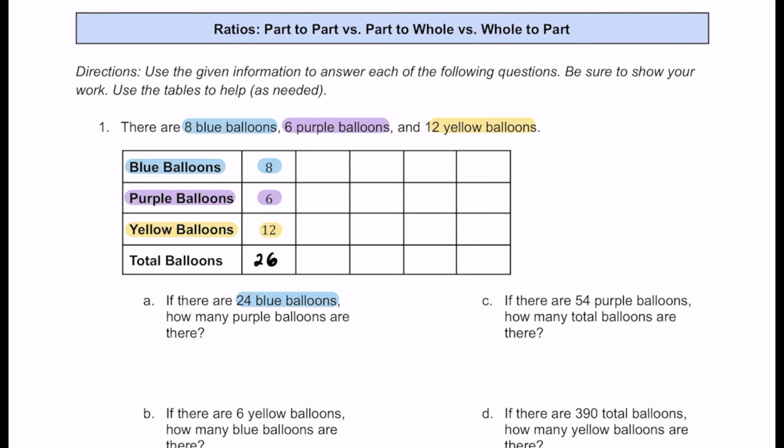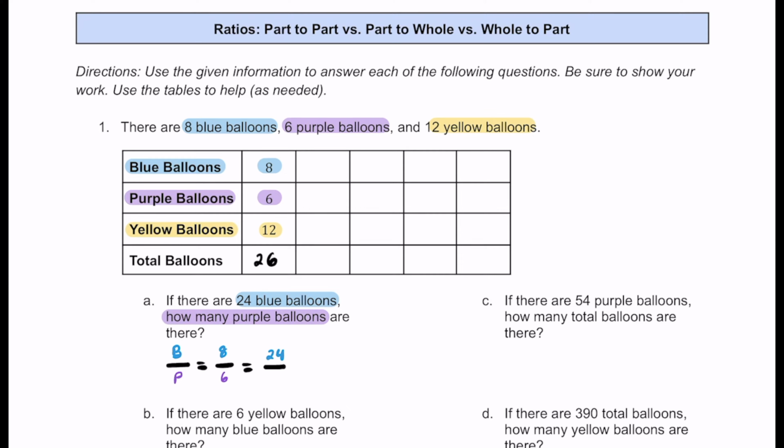Now for part A, we're being told that we have 24 balloons. And we're being asked how many purple balloons there would be. So as usual, let's start by labeling our ratios. So let's put blue on top here, and I'll put purple on bottom so we know which is which. Now for blue, in our original ratio, we were told that there were 8 balloons from our table, and also that there would be 6 of these purple balloons, right? But here we're being told that there's going to be 24 of these blue balloons. So let's put 24 on top, and we have to figure out how many purple there would be.